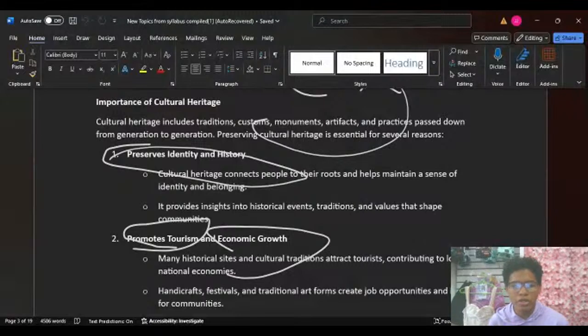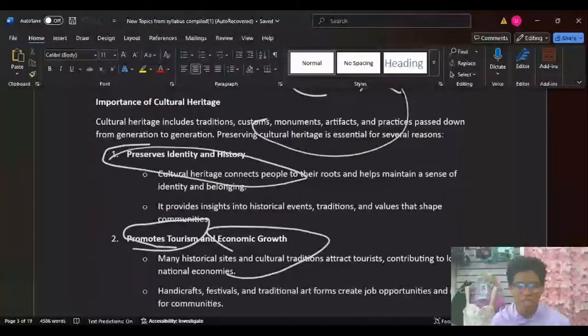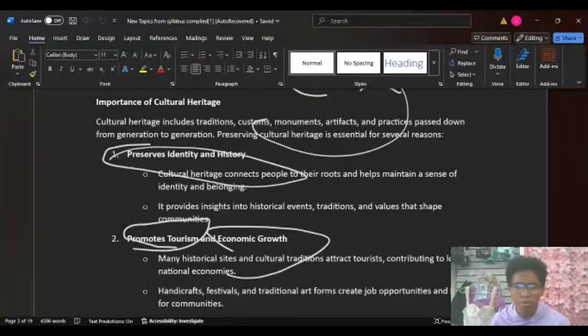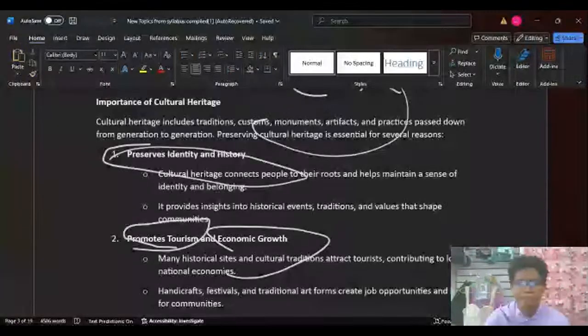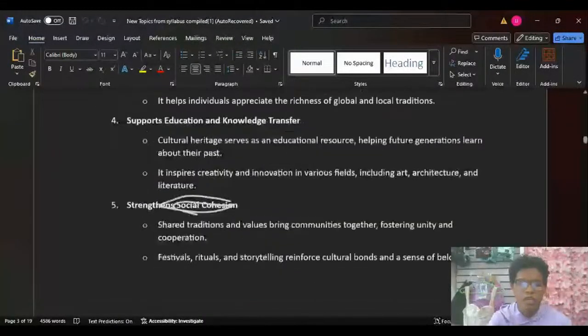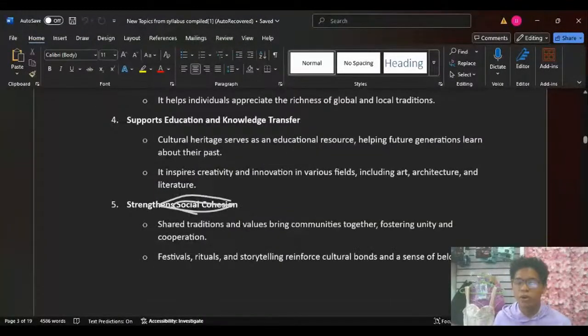So cultural heritage promotes tourism and economic growth. The money that is generated is used to develop infrastructure, to develop the roads, to develop educational institutions, create employment and stuff like that. And it supports education and knowledge transfer as a medium of education. Education really functions to teach children what was our cultural heritage.